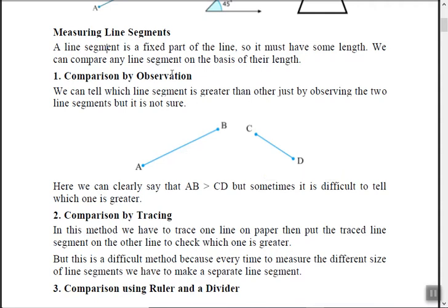So, comparison by observation. We can tell which line segment is greater than the other just by observing the two line segments. But it is not sure. Not sure means you can't tell by how much. You can only tell yes, bigger or smaller. By how much, you can't say. So you can just say AB is greater than CD.